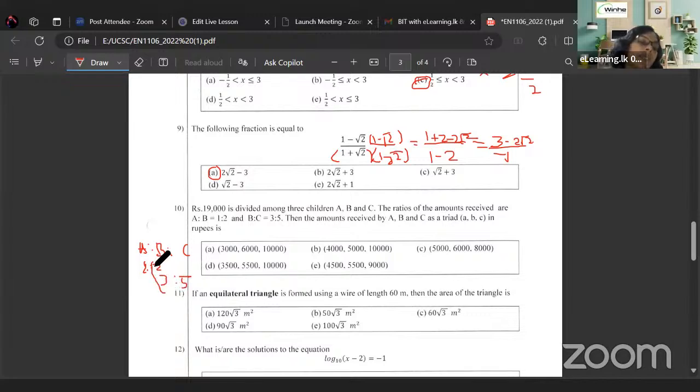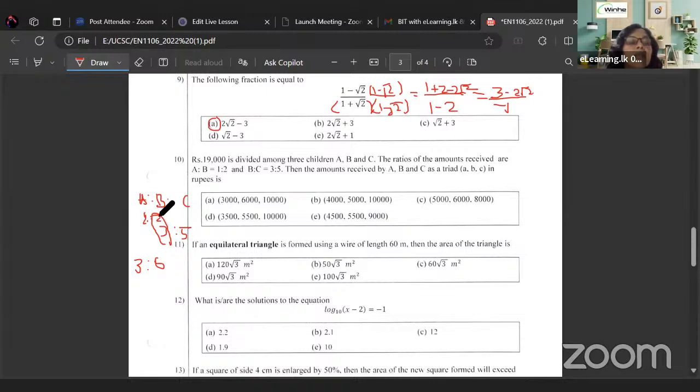We need to make these two equal. Right? If we multiply these 2 by 3, then it will become 3 to 6 in between A and B. Then multiply this part by 2, then it will become 6 to 10. Now you can see these two are equivalent.